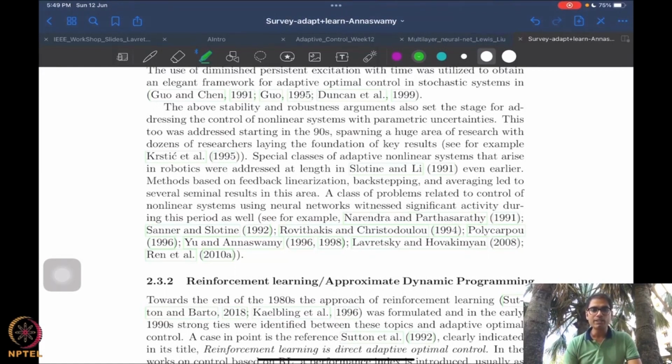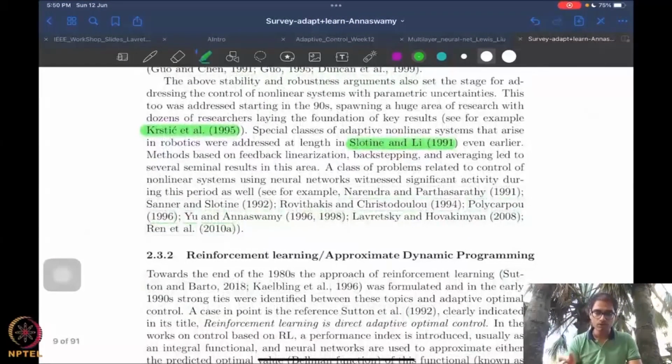And a lot of special case nonlinear systems started to be considered in the 90s, right? This started with Kristic's work and then Slotine and Li. So a lot of focus on nonlinear systems, because of course most real systems are nonlinear. So just focusing on linear systems or linearizing systems was not always a solution. And these were based on methods such as feedback linearization, backstepping, and averaging.